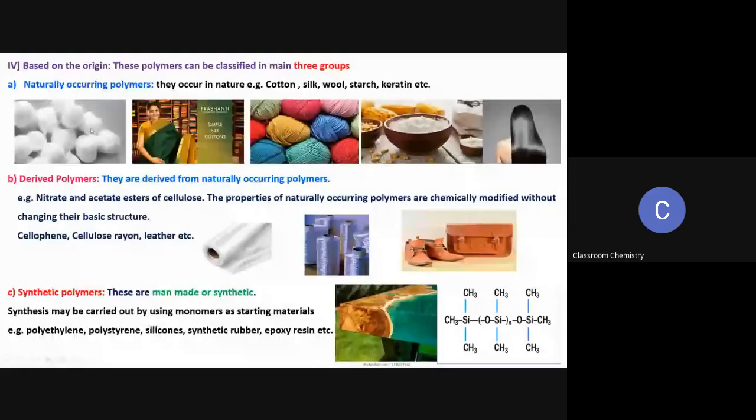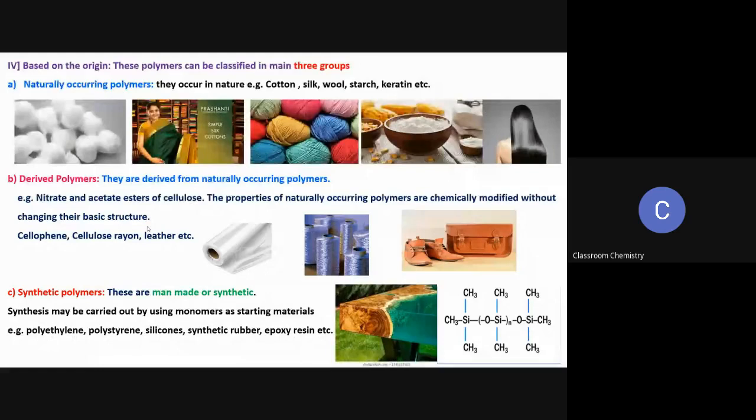For example, nitrate and acetate esters of cellulose. All of you know that cellulose is a natural polymer. But if we add nitrate as well as acetate esters to the cellulose, then it becomes nitrate and acetate esters of cellulose, and this is a derived polymer. The properties of naturally occurring polymers are chemically modified without changing their basic structure. We cannot change their basic structure.